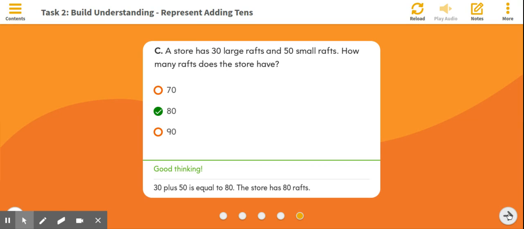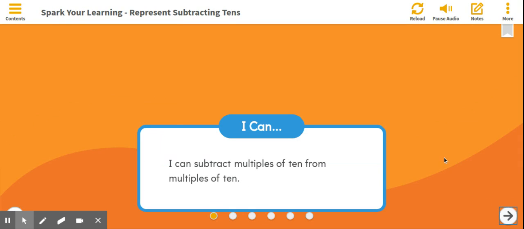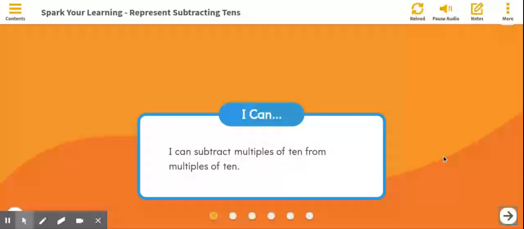Does that answer make sense? It sure does. If there were 30 and 50, it would make sense that there were a total of 80 rafts. And that is the end of our math lesson for today. I want you to go ahead and do the one page that's left on your own page, and I will see you tomorrow.